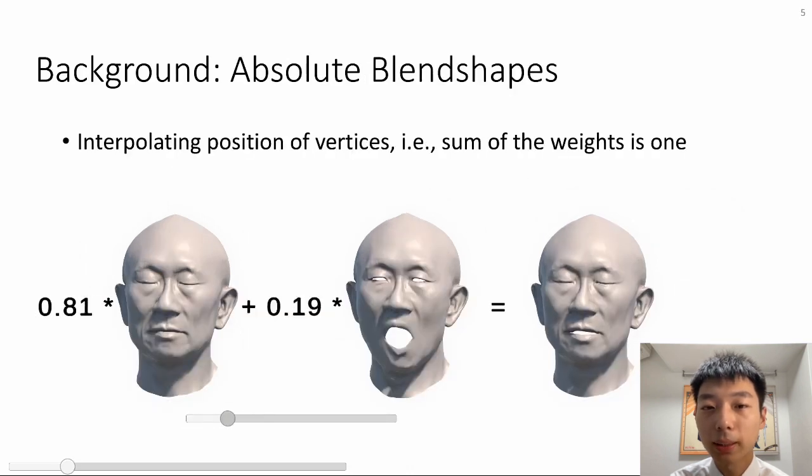Here we show the blending of two blend shapes. Absolute blend shape interpolates the position of vertex directly. It restricts the sum of all the weights to add up to 1, which is not convenient to represent many expressions. For example, the mouth open can interfere with the eye close. We cannot make the eye close and the mouth open at the same time.